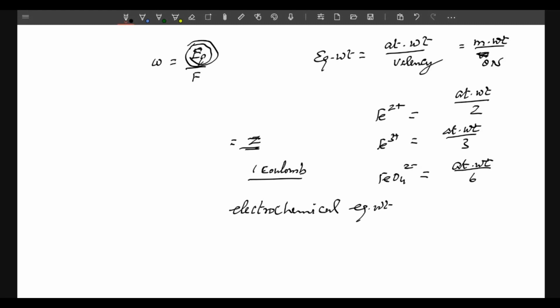What is electrochemical equivalent weight? The weight of a substance or the volume of the gas evolved for the passage of 1 coulomb of current is called electrochemical equivalent weight.